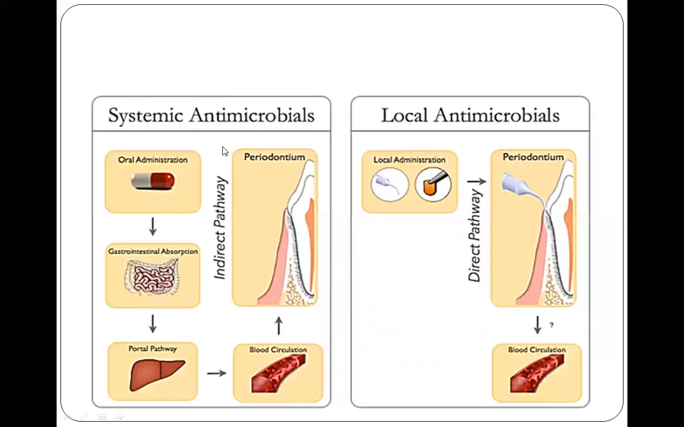This diagram shows the difference between systemic antimicrobial and local antimicrobial. As you see here, if we use an oral administration of the antibiotic agent, it goes to the gastrointestinal system, then to the liver, then to the blood circulation, and then it reaches the periodontium, and that depends on the type of antibiotic.